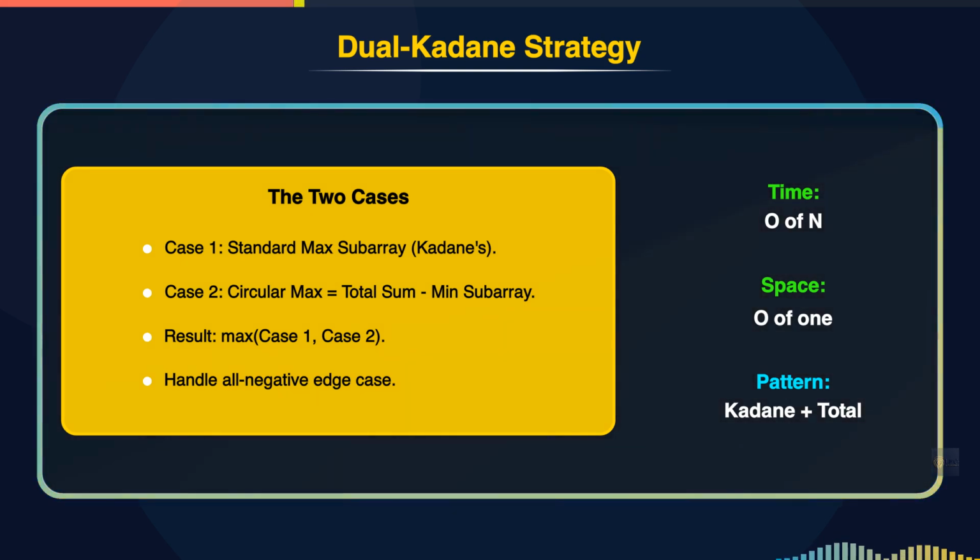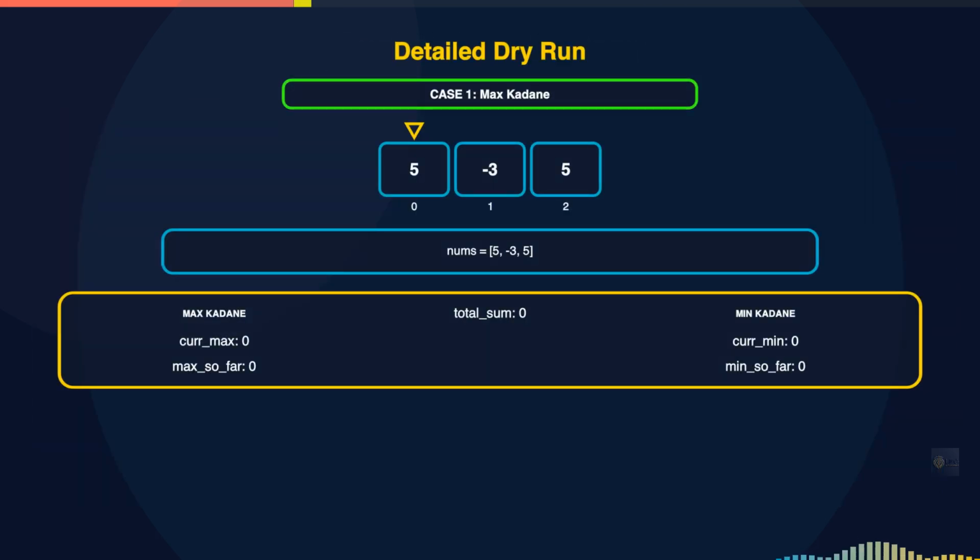Let us dive into the dry run. Look at the screen. We have our input array 5, -3, 5, laid out at the top with index labels 0, 1, and 2. Our running trackers sit at the bottom. Phase 1 is case 1, the standard maximum subarray sum using Kadane's algorithm. We start at index 0 with value 5. Current max is 5, and max so far is 5. We highlight the subarray containing just index 0.